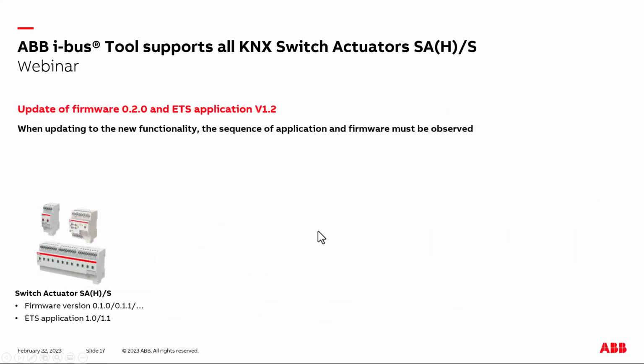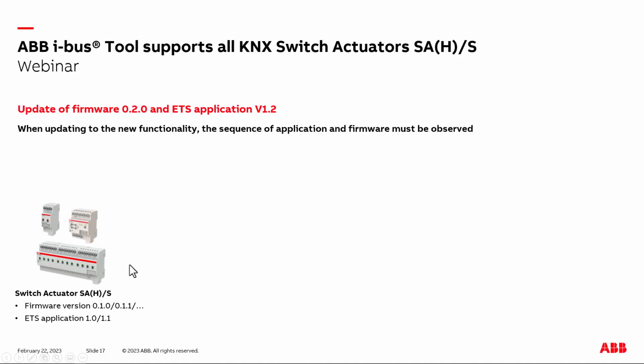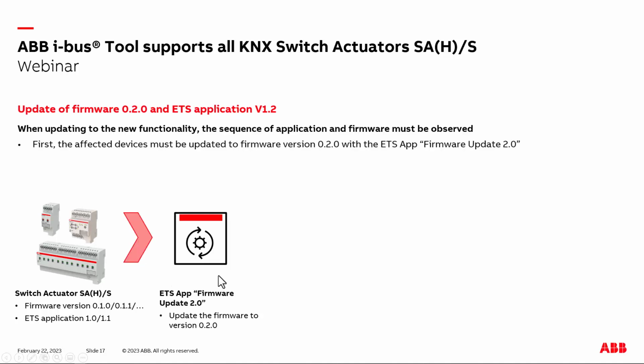So now you have an existing device like a standard switch actuator, a Combi or professional, it doesn't matter, with, let me say, a former firmware version, like from the beginning 010, 011 or so on, and application version 10 or 11. And then if you want to make an update, which is highly recommended, we have to do exactly the sequence of these steps. So at first, we have to use the so-called app, the firmware update tool, to make an update from the former firmware to the latest version, which is 020, by using this app. Later, I show you how this app works.